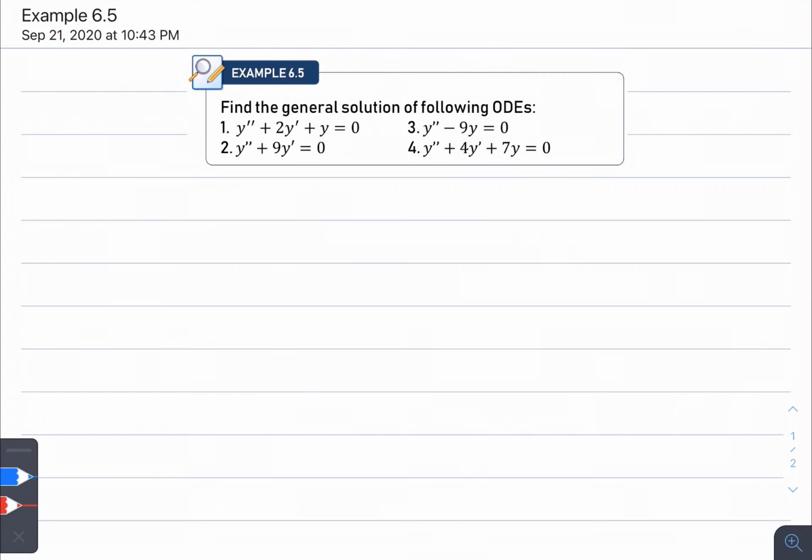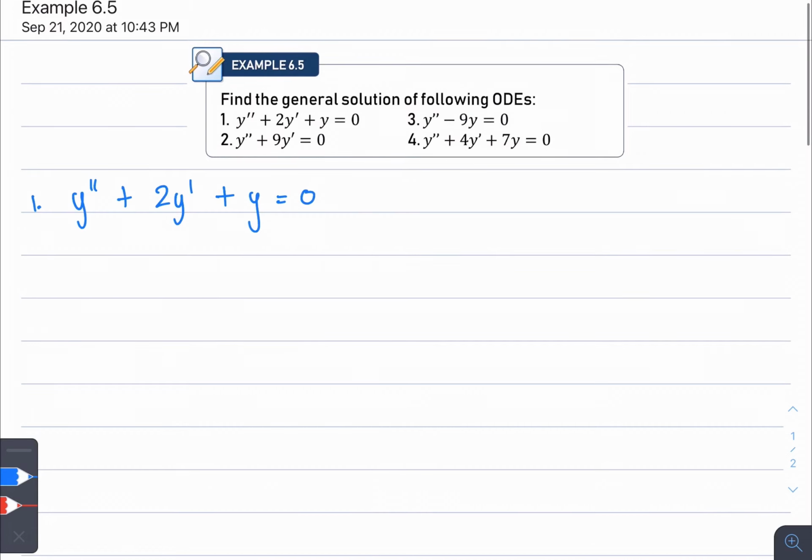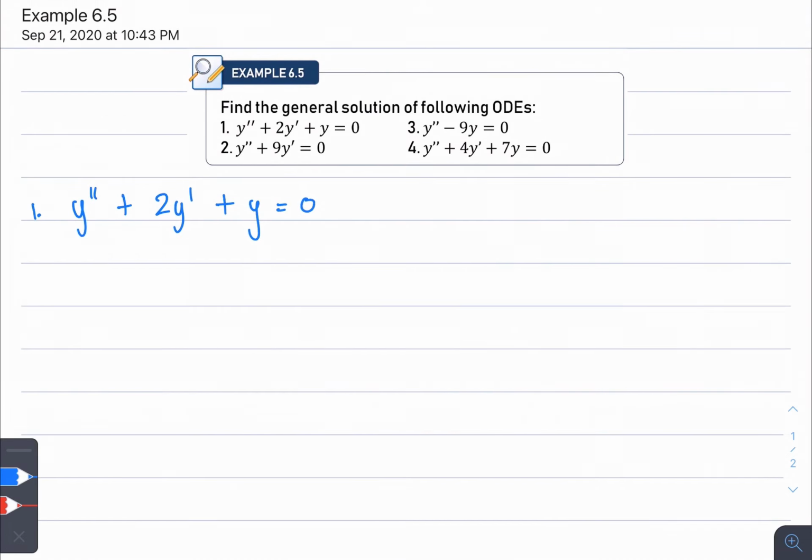For example 6.5, we are given 4 ODEs which are second order, linear, and homogeneous. So we are asked to find their general solution. For the first one, we are given y double prime plus 2y prime plus y equals 0. For this case, as seen in lecture 6, we can solve this using the characteristic equation. So we can get the characteristic equation from the ODE.